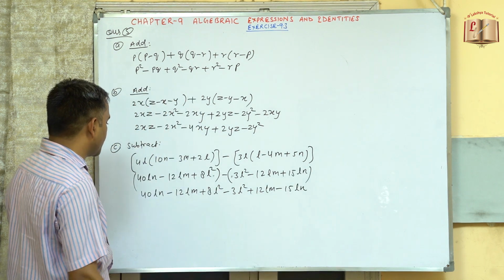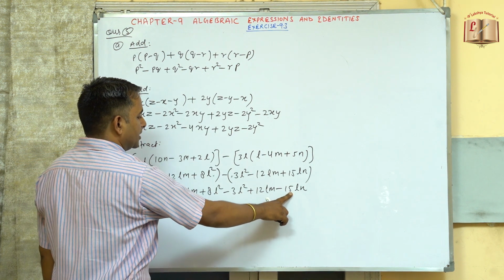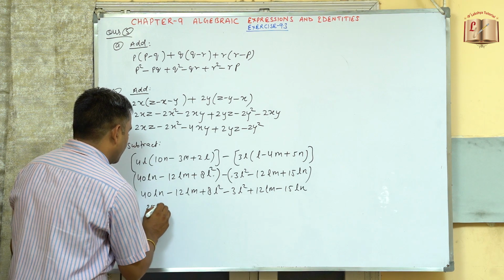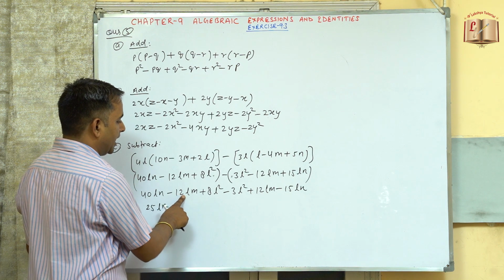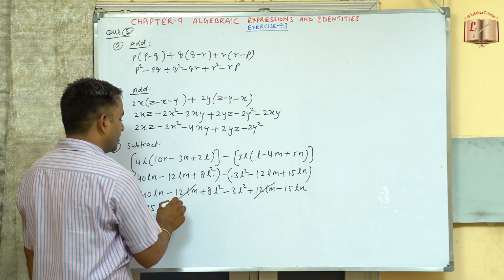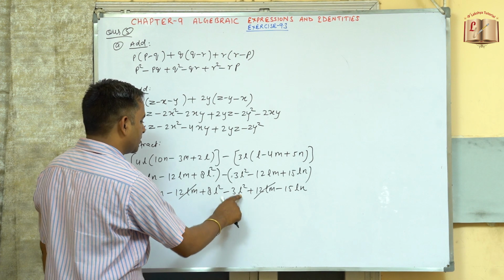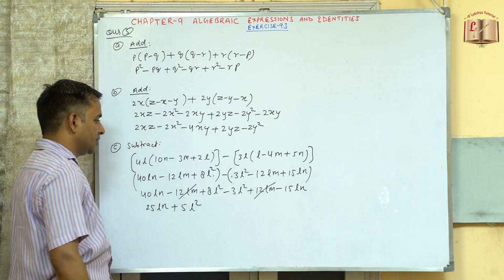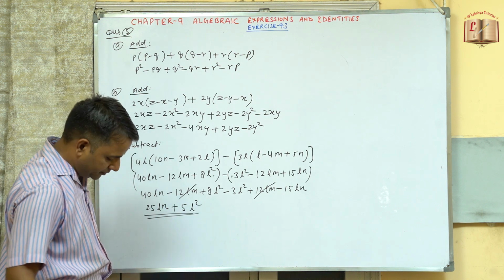Now like terms will be subtracted. So 40 ln and 15 ln: 40 minus 15 will be 25 ln. Similarly, we come to the next, lm. So 12 lm positive and 12 lm negative cancelled. So 8l square and 3l square will be plus 5l square. So all the terms are solved, and this is the answer for us.